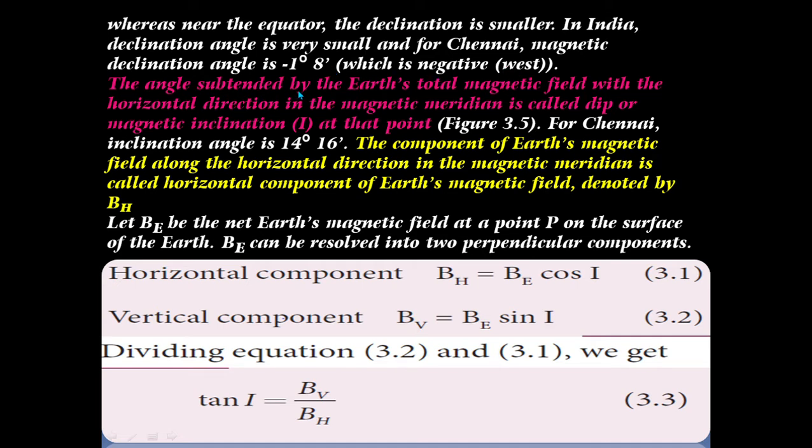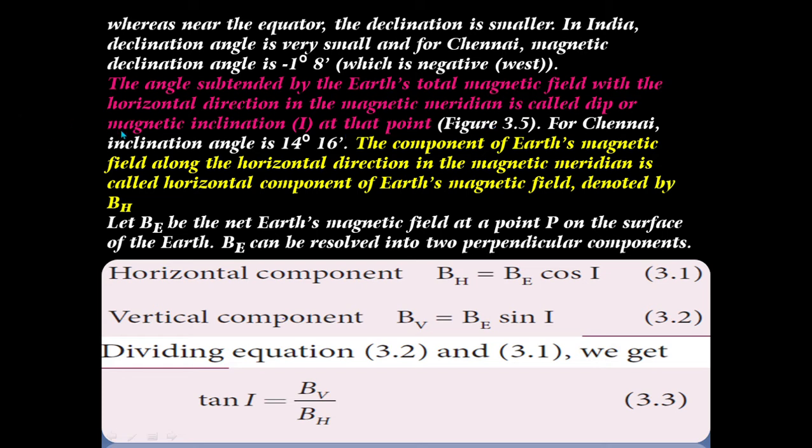The angle subtended by the Earth's total magnetic field with the horizontal direction in the magnetic meridian is called dip or magnetic inclination I at that point. Once again repeat: the angle subtended by the Earth's total magnetic field with the horizontal direction in the magnetic meridian is called dip or magnetic inclination I at that point.